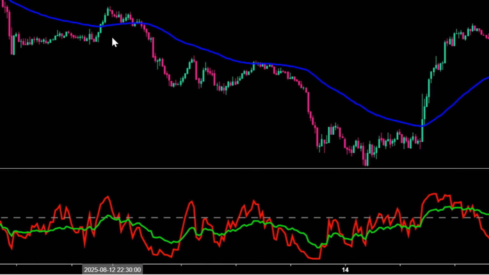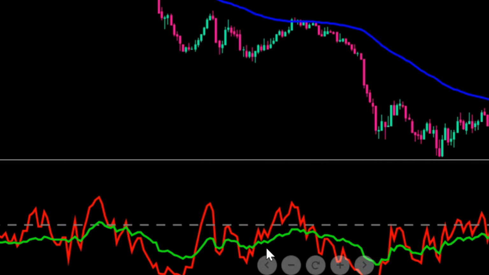In this case, the price is below the EMA 50, so the trend filter tells us to look for sell opportunities only. The green RSI is also below 50, showing bearish momentum. During a small pullback, the red RSI moved above 50, meaning the market had a short-term bounce. But then the red RSI crossed back below the green RSI, while the green RSI stayed under 50.